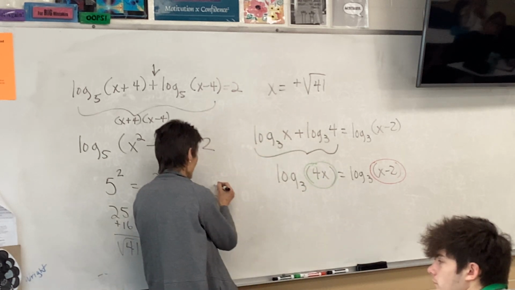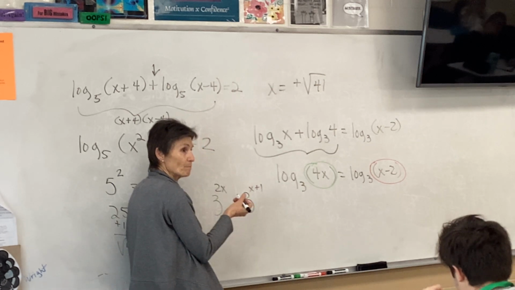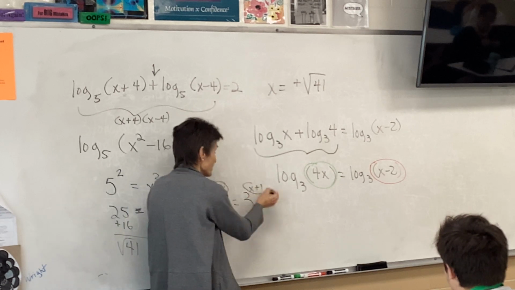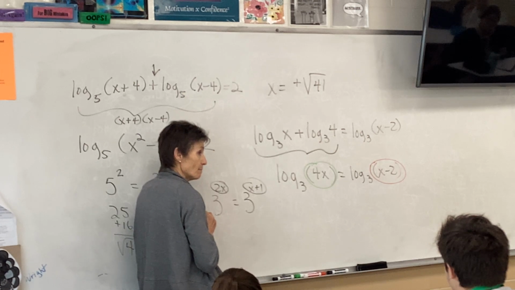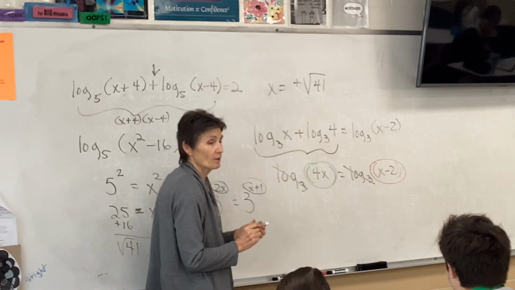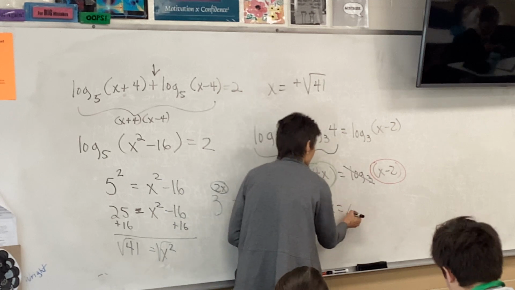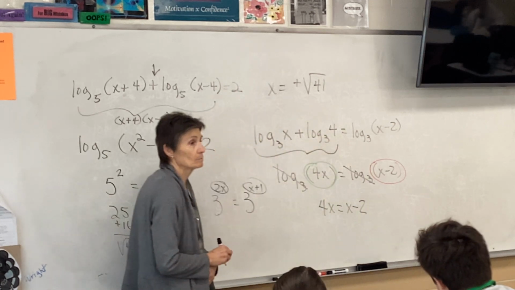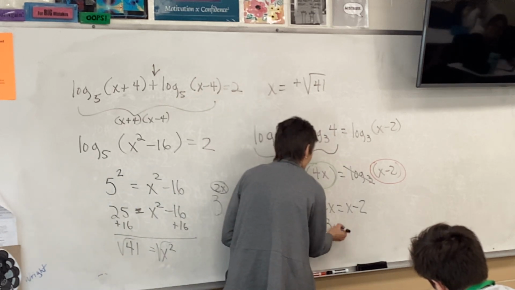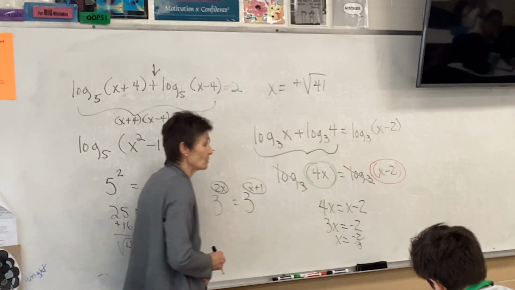Remember yesterday when we had like 3 to the 2x equals 3 to the x plus 1, something like that? What were we allowed to do? When these two were the same, then we just focused on the exponents. So when these two are the same, we're just going to focus on what's in the parentheses. So 4x equals x minus 2. So 3x equals negative 2, and x equals negative 2/3.